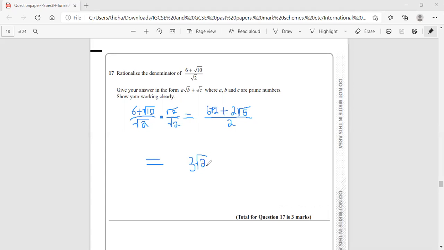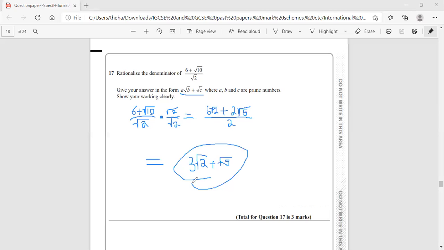Okay, 3 root 2 plus root 5. And that is in the right form we were looking for. Remember, we got AB. So AB plus C, we wanted it to be like this. And these are our numbers, and they're all prime numbers. That's right. Okay. And then put that whole thing into your calculator. Just put the whole thing straight into your calculator now.